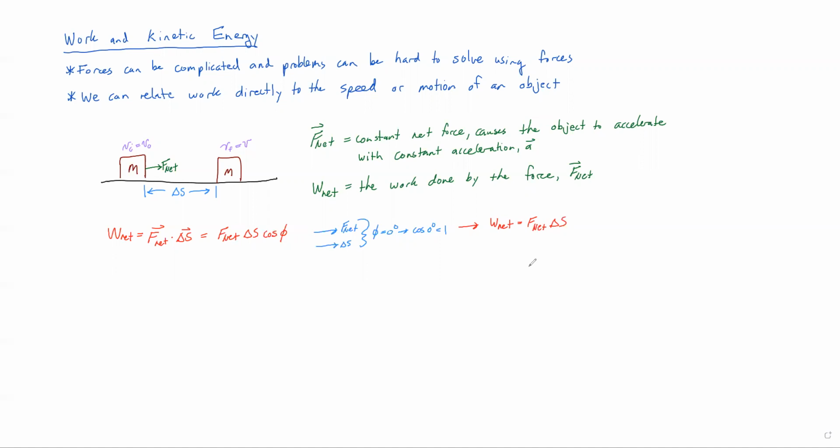That looks fairly simple. But what else do I know here? Well, I know what F net is. From what I've defined before, F net is equal to the mass of the object times A, and again, I'm just looking at the magnitude. So knowing that, I can say that W net is going to equal M A times delta S. So we have this definition, and that's going to help us on the next step of the problem.